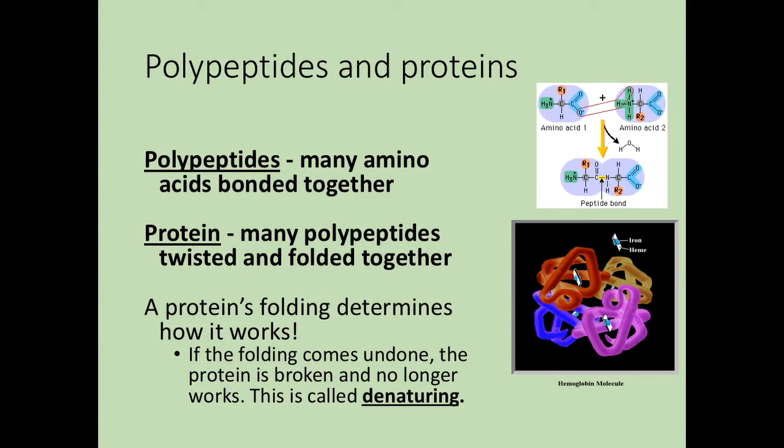An important thing about that twistiness of a protein, that folding is really important because if it comes unfolded, then it's broken. It doesn't work anymore, and that's called being denatured. So that's not a good thing. You don't want your proteins being denatured because that means they don't work anymore.